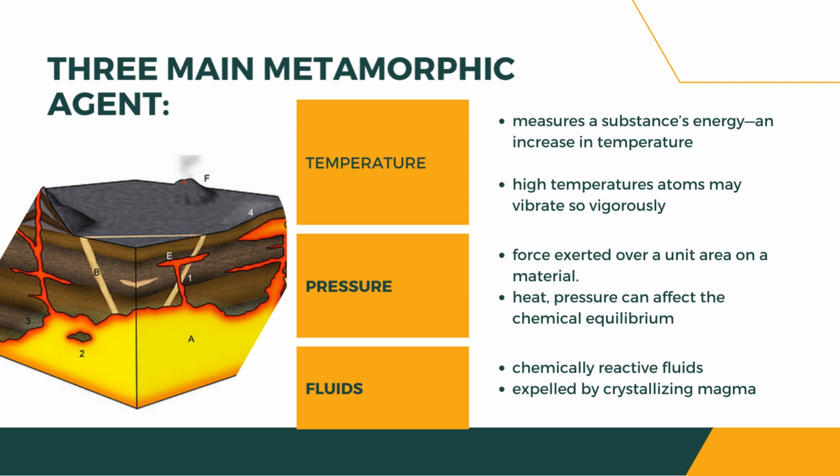The third metamorphic agent is chemically reactive fluids that are expelled by crystallizing magma and created by metamorphic reactions. These reactive fluids are made of mostly water (H2O) and carbon dioxide (CO2), and smaller amounts of potassium K, sodium Na, iron Fe, magnesium Mg, calcium Ca, and aluminum Al. These fluids react with minerals in the protolith, changing its chemical equilibrium and mineral composition, in a process similar to the reactions driven by the heat and pressure.